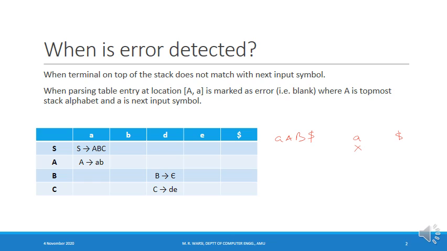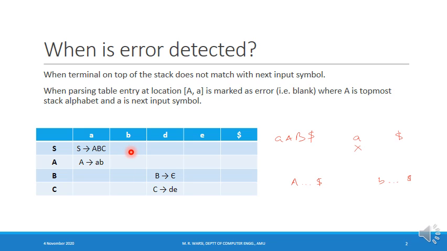The second condition is if I have a variable on top of the stack, for example, let us say capital A, and the next input symbol is, for example, a small b, I consult the parsing table for the entry A comma small b, and I find that this entry in the parsing table is a blank entry. So this is generating the error.